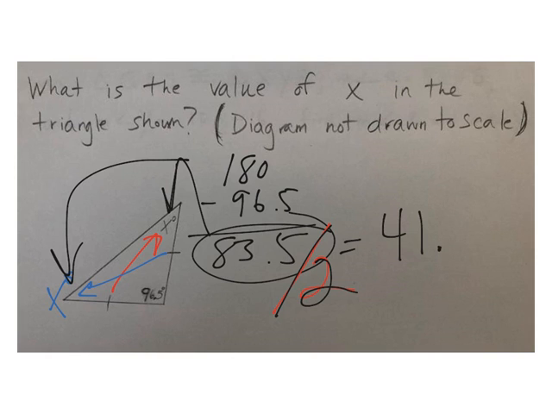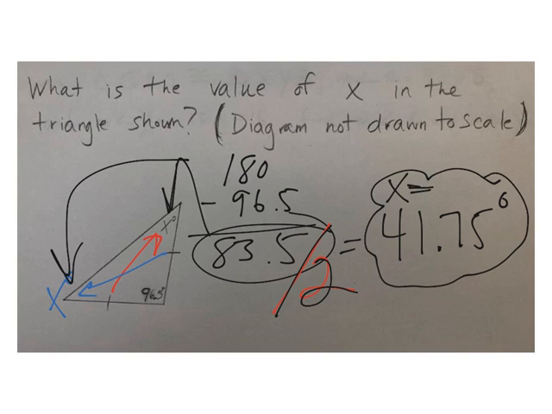And I would get 41.75 degrees. This is equal to x. And that's how you'd figure that one out. Again, this is an isosceles triangle, which means not only are the two sides congruent, but the two angles are congruent as well. Let's move on.